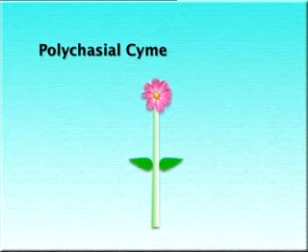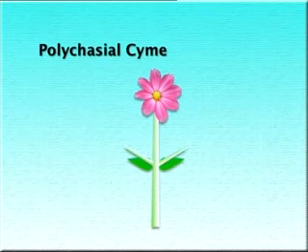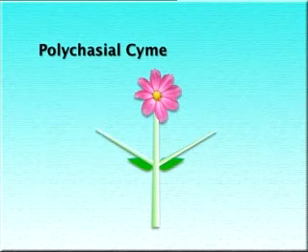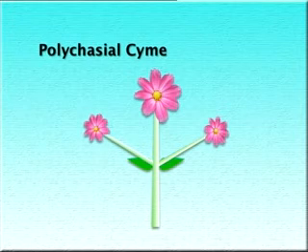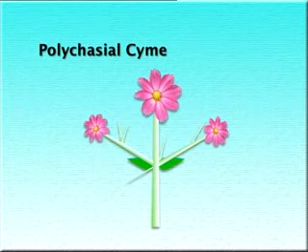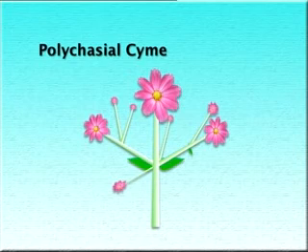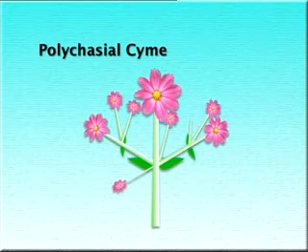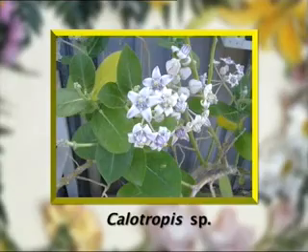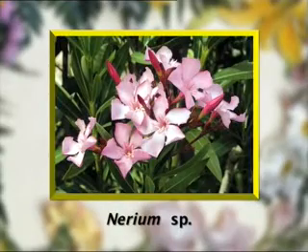The fourth type of cymose inflorescence is called multiparous or polychasial cyme. In this type of cymose inflorescence, more than two lateral branches arise from the base of a terminal flower. These lateral branches also end in flowers and the same type of growth is continued. The oldest flower is always present at the center, which dominates the main axis. Polychasial cyme can be found in Calotropis, Nerium, etc.